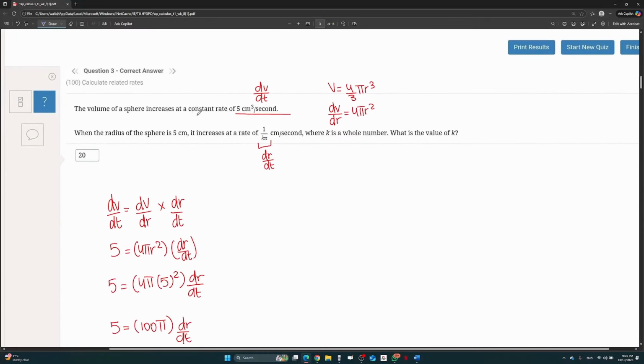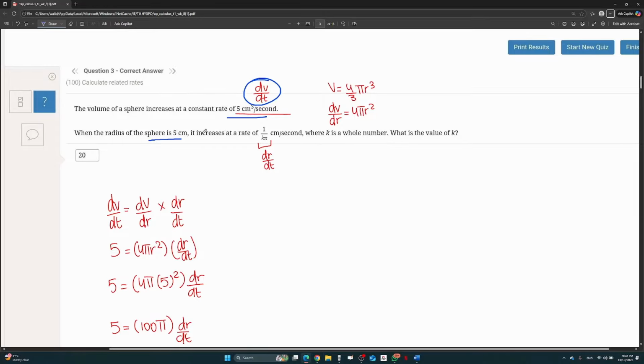Alright, question 3. The volume of a sphere increases at a constant rate of 5 centimeter cube per second. So, as it's written here, that is your dv by dt. When the radius is 5, it increases at a rate of 1 over k pi centimeters per second, where k is a whole number. What is the value of k?